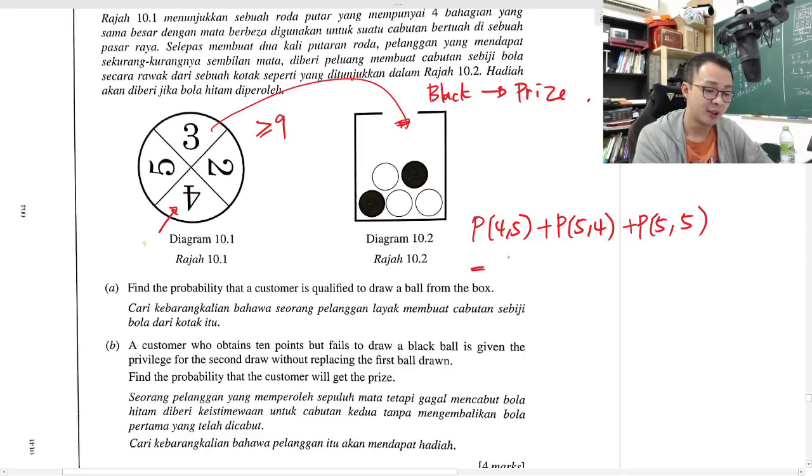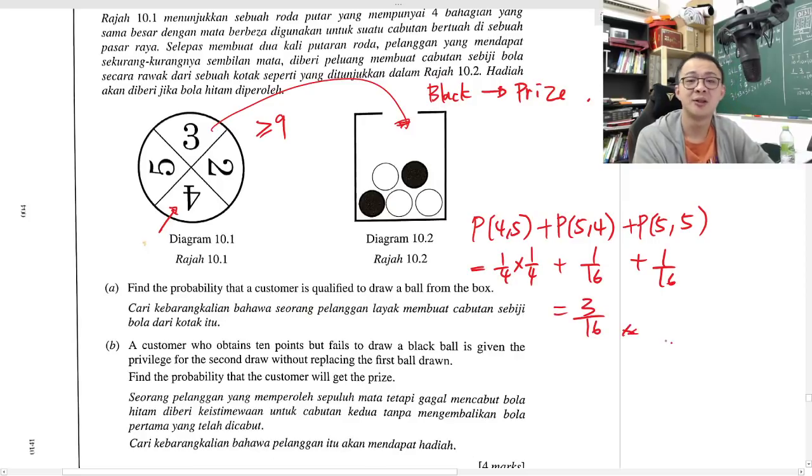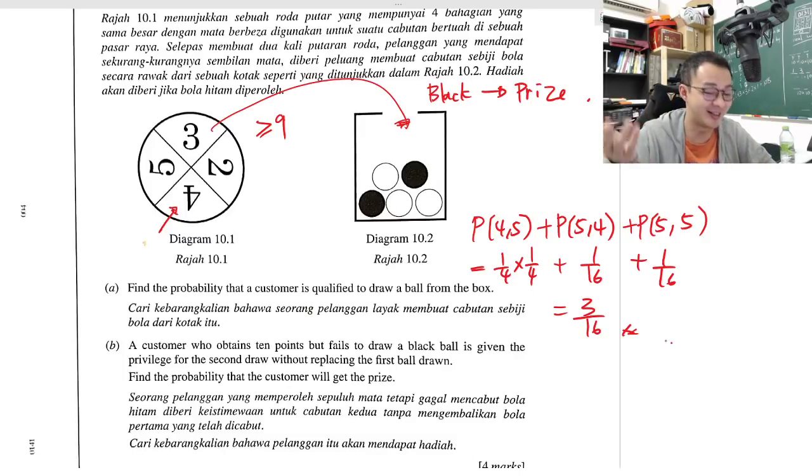Because the parts are divided equally, getting 4 is 1 over 4, and getting 5 is 1 over 4. So each combination is 1 over 16, because you multiply. So the total probability will be 3 over 16 to get at least 9. That means if you play 16 times, you have 3 chances to get at least 9. This is what the probability actually means.